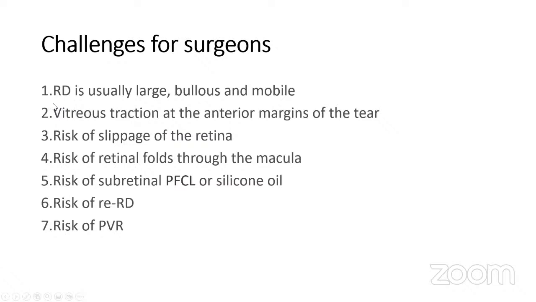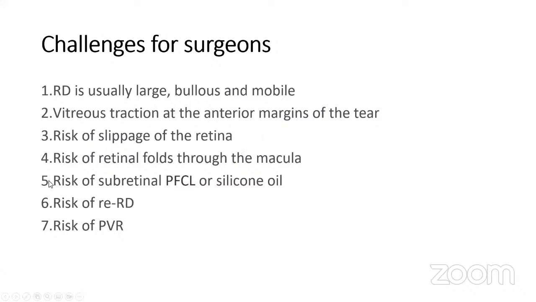The challenges for surgeons, as we see from the photo that I showed before, are that usually the retinal detachment is very large, bullous, and mobile. This increases the difficulty for us in doing PPV. There's also vitreous attachment at the anterior margin of the tear, and on top of the large, bullous, mobile retina, this makes complete clearance of the vitreous traction more difficult.